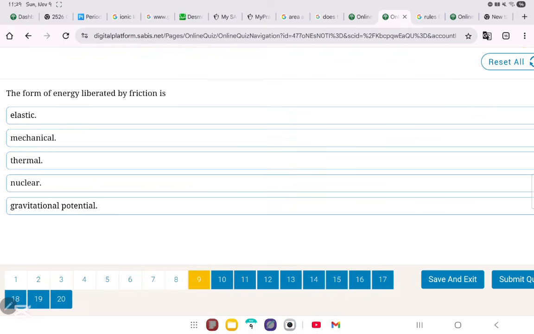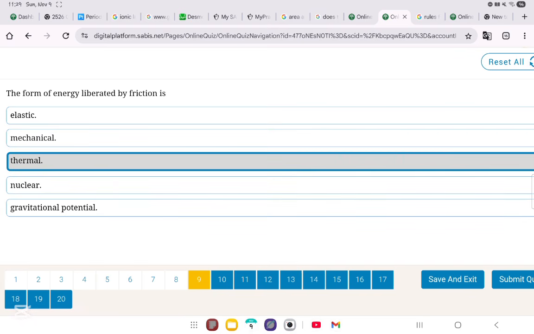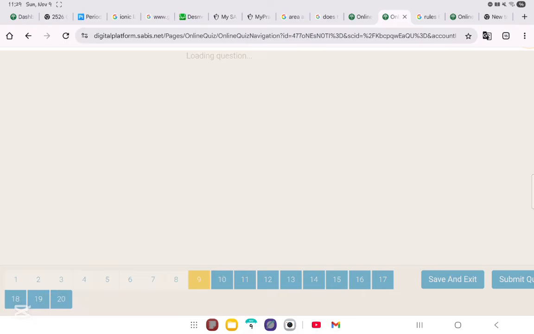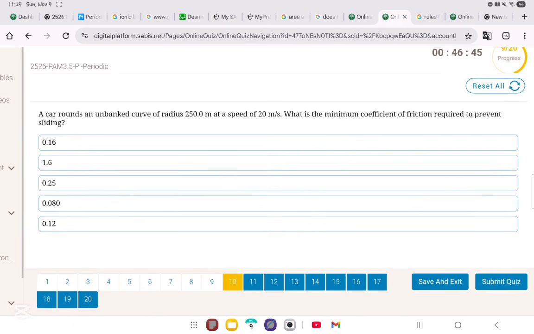The form of energy liberated by friction. So if I move my hand on the table really fast, or even if I rub my hands together, this is two surfaces sliding on each other. This is what? This is friction. What do I feel? I feel heat. So I will feel what? Warm. And what's the definition of warm? It's thermal energy.